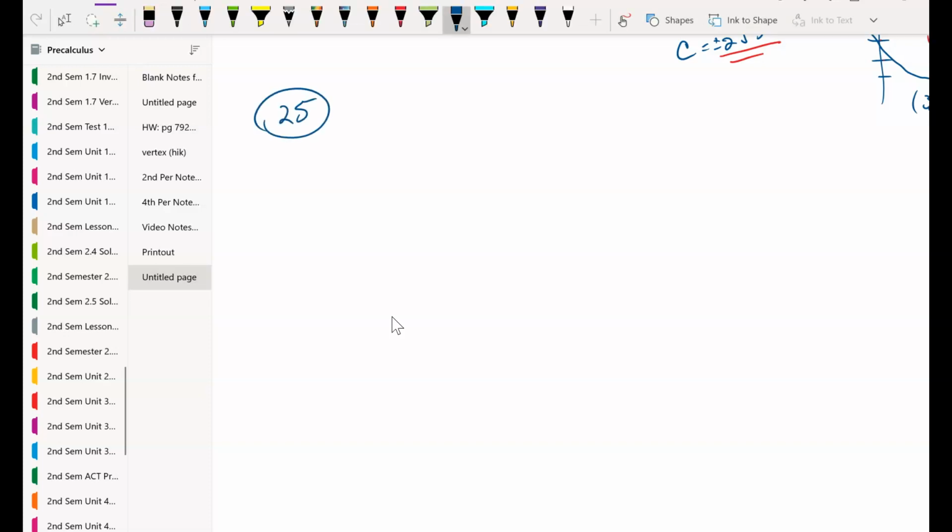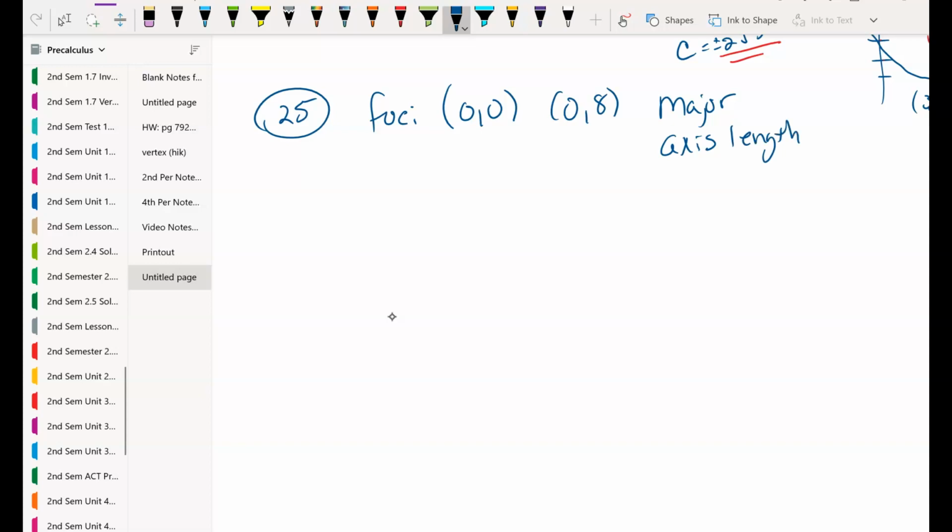On number 25, you are given the two foci, okay? And remember, the foci is using the center and c to get there. And so we're at 0, 0, and 0, 8. And they also give you the major axis length. Now remember, the major axis tells you, my friends, how long that line segment is that goes between the two vertices. And remember, the foci lie on the major axis.